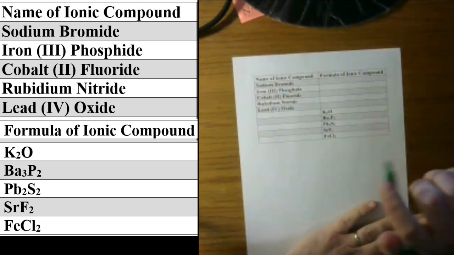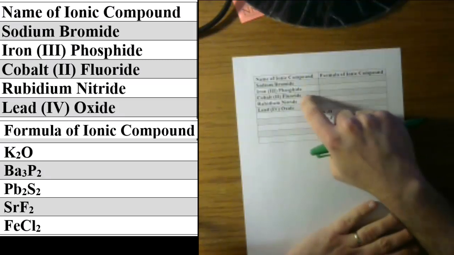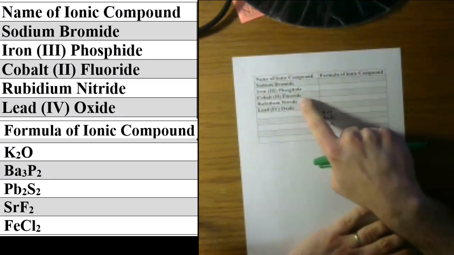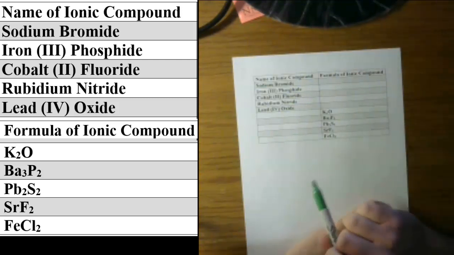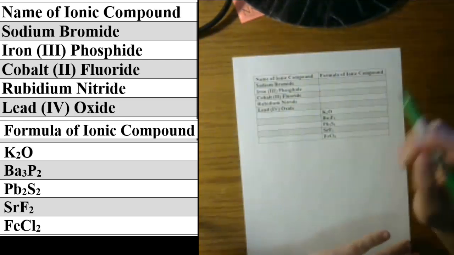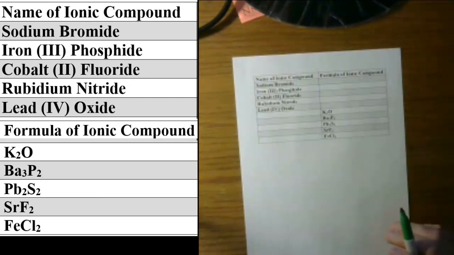So to start, we had sodium bromide, iron 3 phosphide, cobalt 2 fluoride, rubidium nitride, and lead 4 oxide. And for those ones we had to find the formula. These were the ones that were new material, and I think were the harder ones. In order to do this, you need to know the charges.